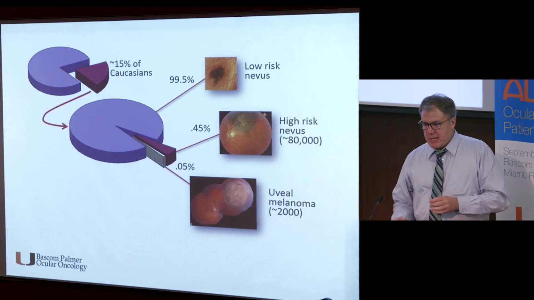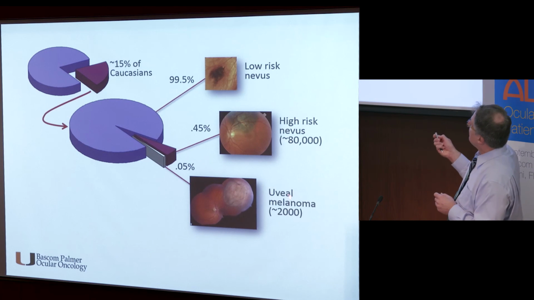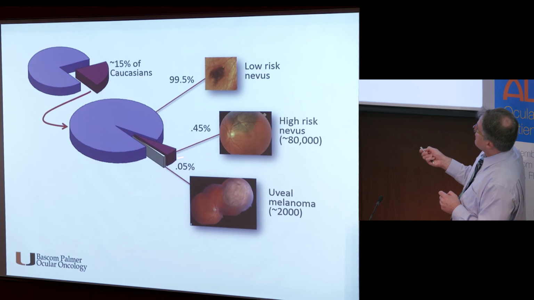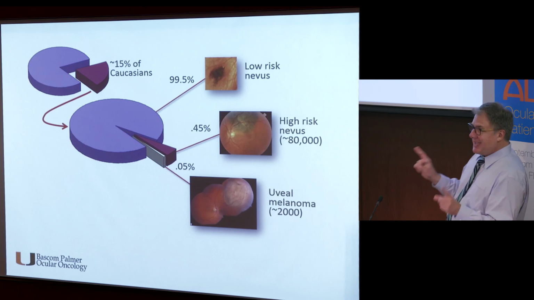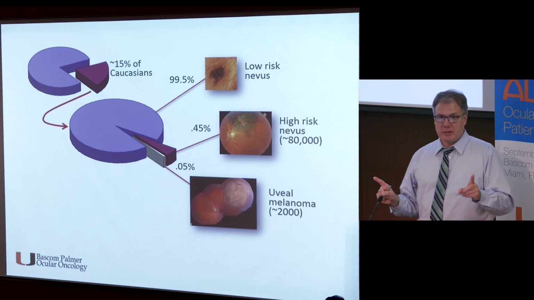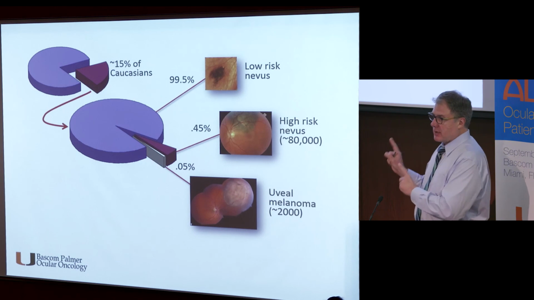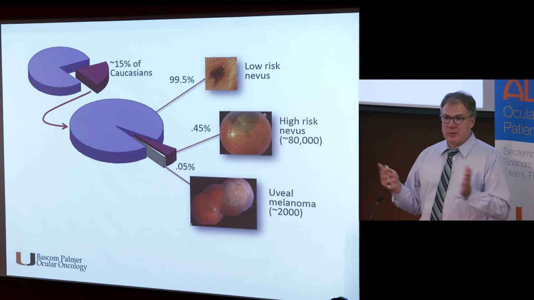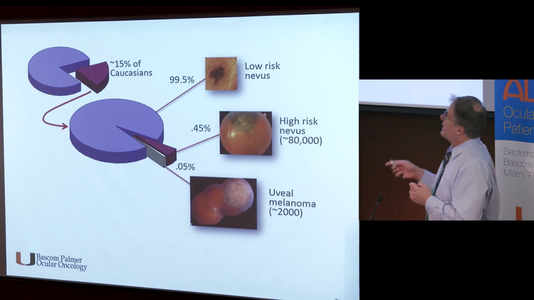The problem is that we've been talking only about uveal melanoma, but for every uveal melanoma patient, there's going to be 8,000 other people out there with a pigmented tumor in their eye that looks like a melanoma. We call those nevi, okay? And it can be very hard.